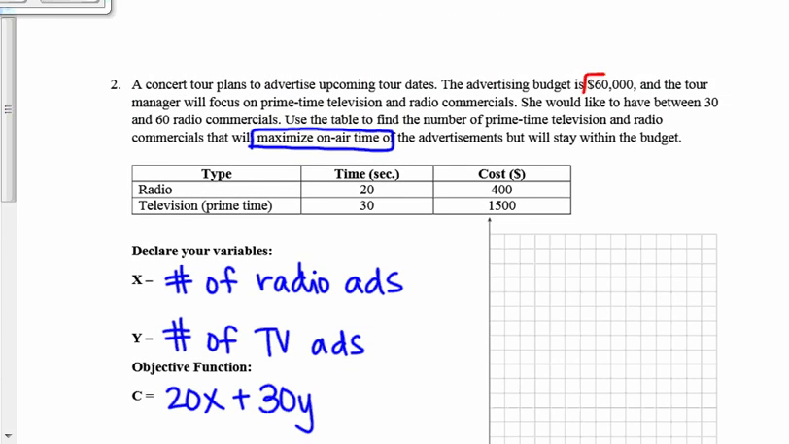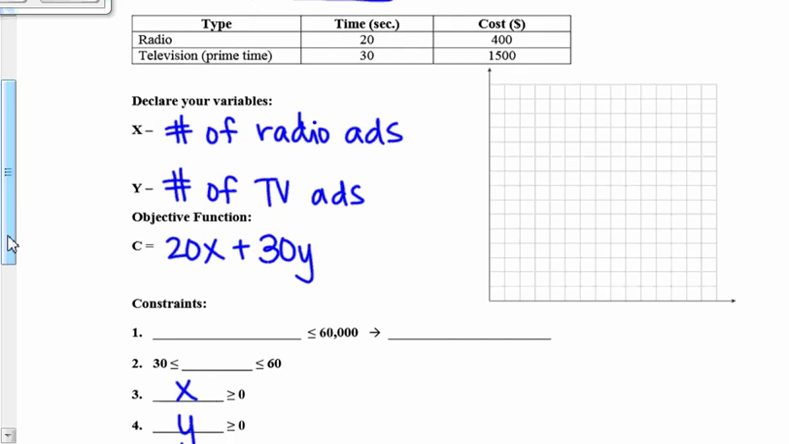Over here, our budget is 60,000, so we're focusing on money right now. All right, so it says if radio ads cost $400 and television ads cost $1,500, basically we're saying $400 per radio ad, so 400x, plus 1,500 per TV ad, so 1,500y. Whenever you find yourself saying per, it's always multiplication. You're always doing 400x or 3x or 5x or something like that.